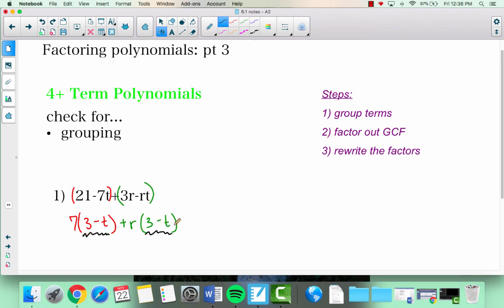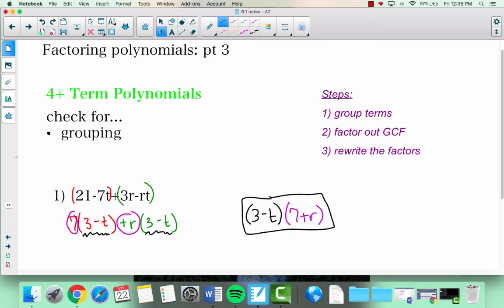So the 2 things that match, we're going to go ahead and write once, so 3 minus t, and then the last part will be the 2 things that are on the outside. So we have a 7 and an r, so our second term would be 7 plus r, and then we'd be done. So it can be very short. There's not a lot of steps to it, but it can be very tricky if you're not careful with taking out your greatest common factor, and if you don't get the things to match inside the parentheses. So always make sure inside the parentheses matches before you rewrite your final answer.